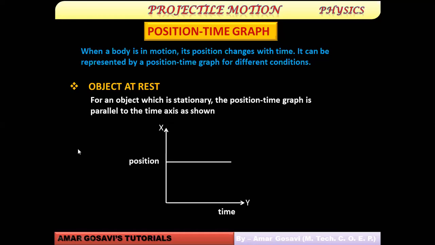All right, hopefully you have taken a screenshot of this. Let's move ahead then. The second case, the object is in uniform motion. Now, for this type of motion, where the object is in uniform motion, how would the graph look like? Position time graph I'm talking about.